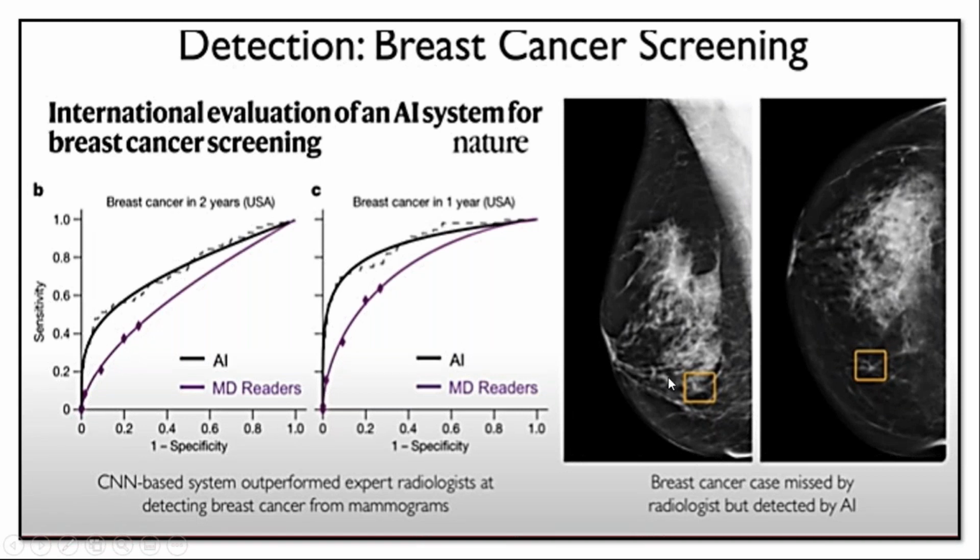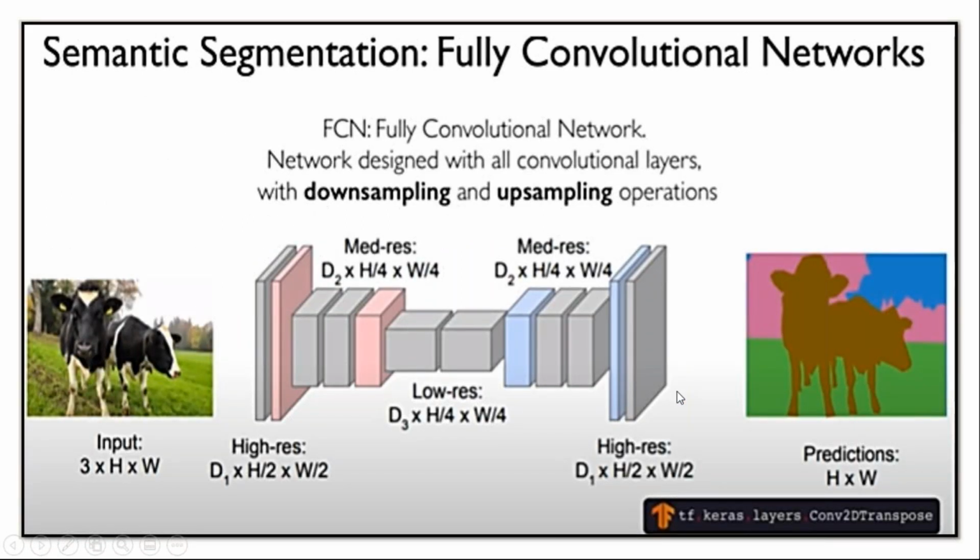Here is how CNN performs. It is a part of artificial intelligence, right? It was missed by the radiologist, missed by the human, but the CNN network identified the exact position of the pixel in the breast. That is the main advantage. So CNN is used in breast cancer screening.